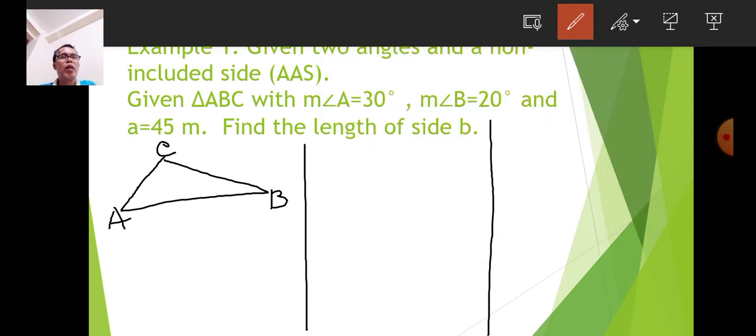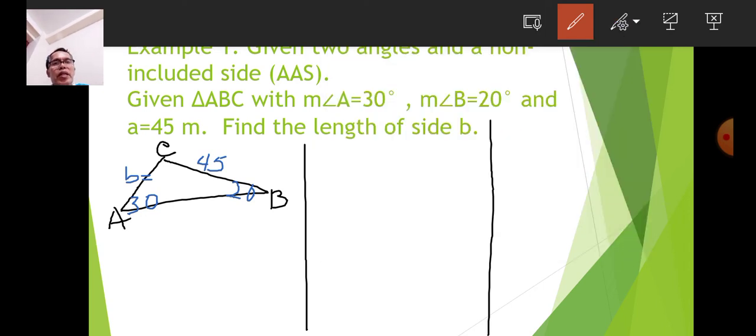And based on the given, angle A is 30, so this is 30 degrees, angle B is 20 degrees, and side A is 45, so this is 45. Okay, since you are told to find length B, so this is length B. So you can use the formula.